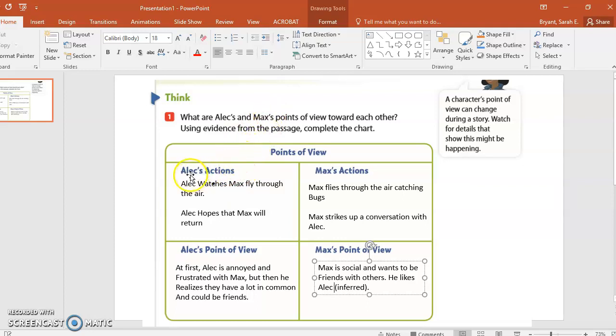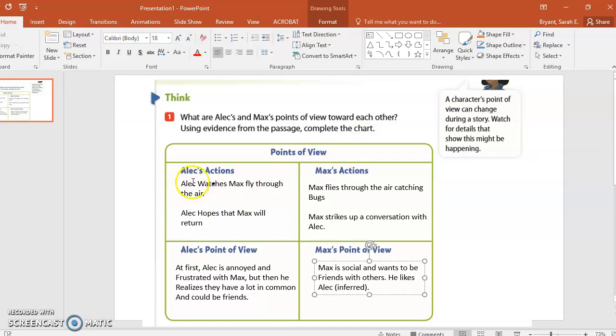So Alec, again, was our owl, and before I go over some of the actions that he did, let me go over the directions. Think, what are Alec and Max's points of view towards each other? Underline the evidence from the passage to complete the chart. And that's something that I did while I was reading this story.